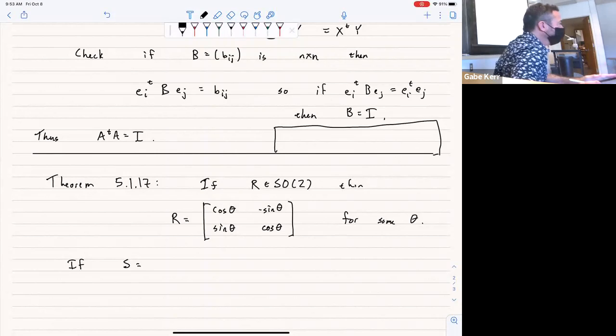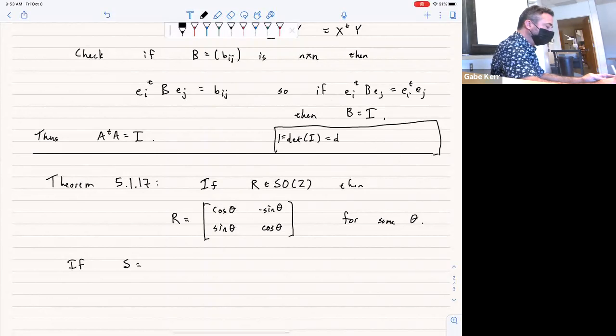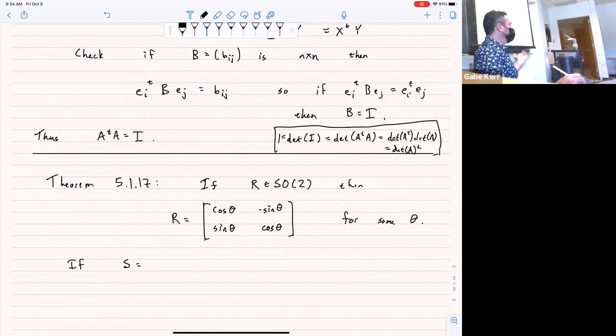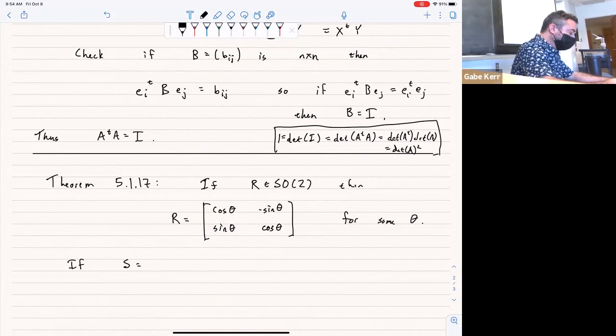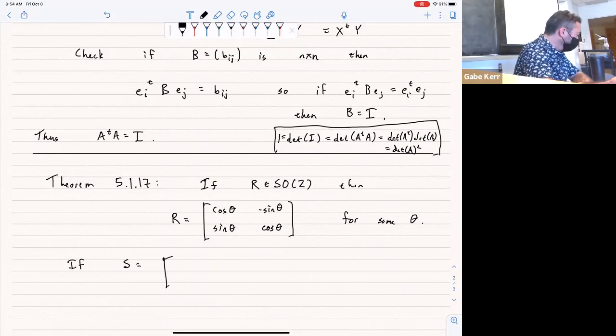Right. Yeah, so like the determinant of A times B is the product. So the determinant of the identity is 1. It's the determinant of A transpose times A, because A transpose A is the identity, which equals the determinant of A transpose times the determinant of A, because of the multiplicative property of determinants. But this is the same as the determinant of A squared. So the determinant of A squared has to be 1. Only two numbers have that property. Good. So we have plus or minus 1.